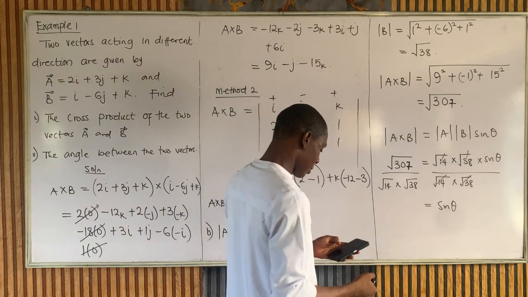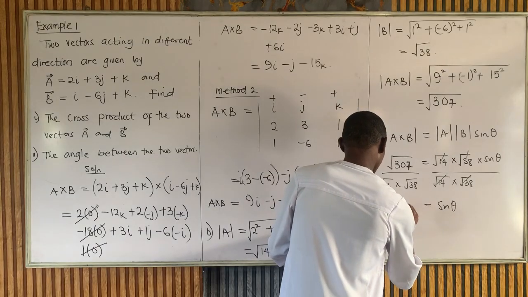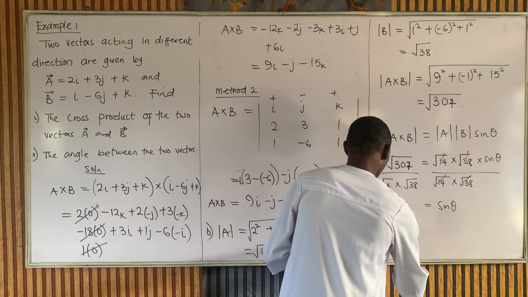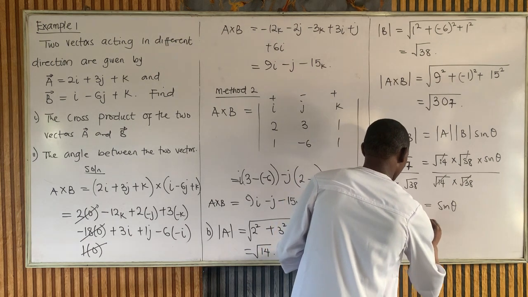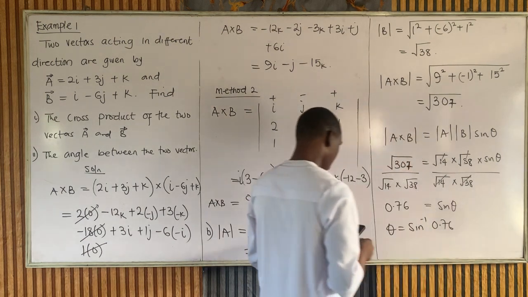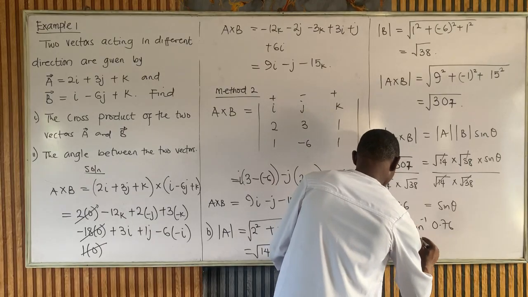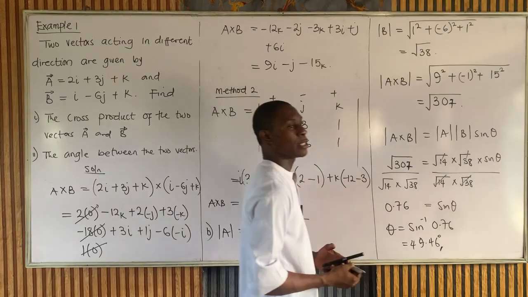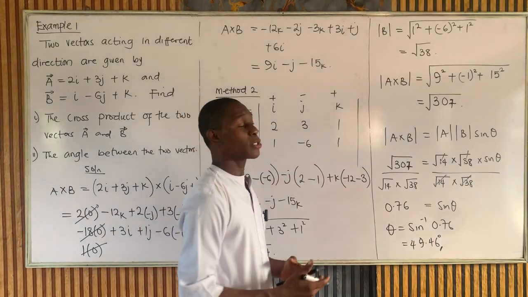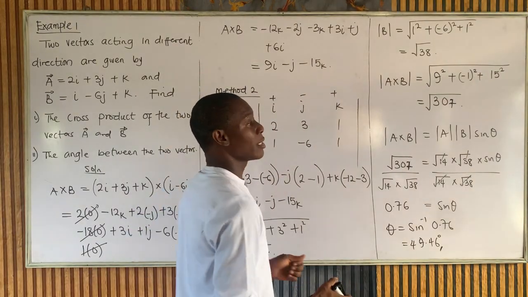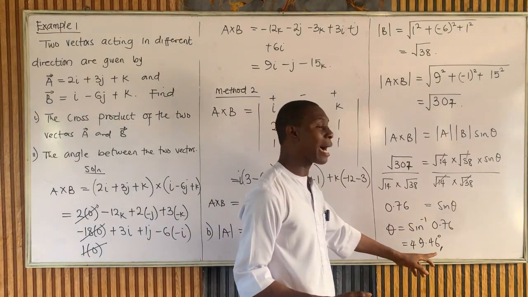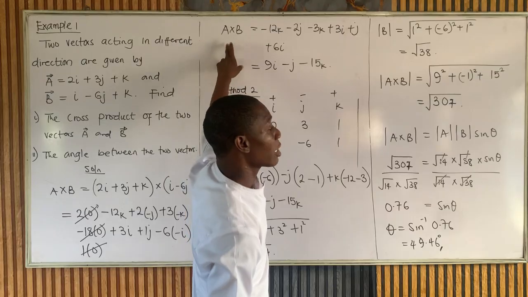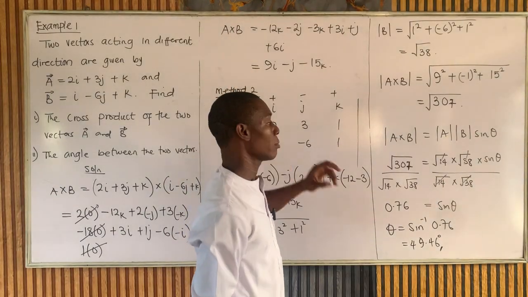So this is going to give us 0.76. So theta will simply be sine inverse of 0.76. This is 49.46 degrees. That's the angle between the two vectors. Now, one thing you need to also know is that even if you've done this using the dot products, you still have the same angle, actually. Just that your A dot B will not give you this, because this is A cross B, and that would have been A dot B, but you get the same angle.